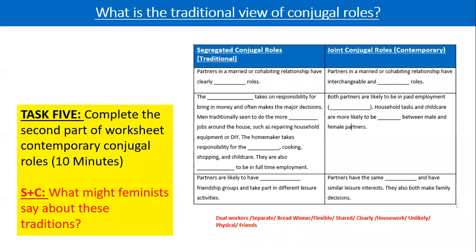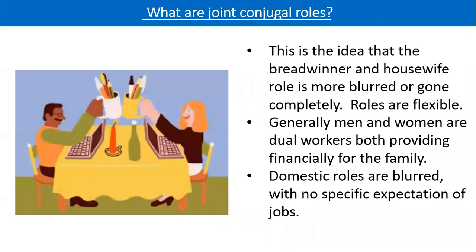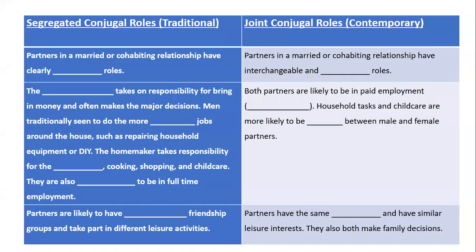Okay, so for number 5 now, I'm just going to give you a moment. We've done the segregated conjugal roles. So just for the joint conjugal roles, we're going to read through some stuff, and then after you can fill out your sheet. So joint conjugal roles, this is the idea that the breadwinner and the housewife's role is more blurred or gone completely. So the roles are more flexible. Generally, men and women are dual workers, both providing financially for the family. Domestic roles are blurred with no specific expectation of jobs.